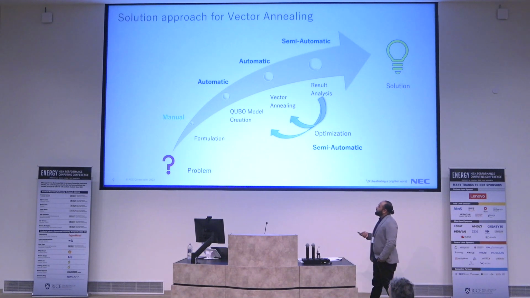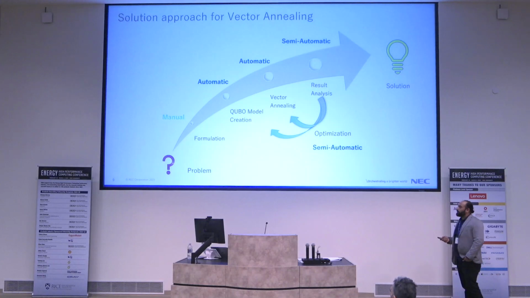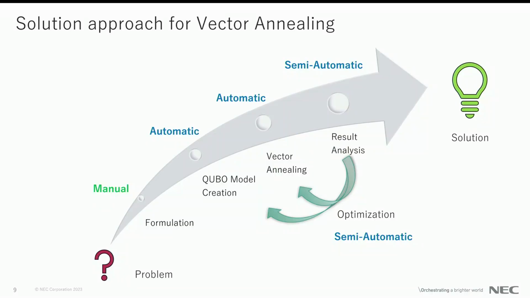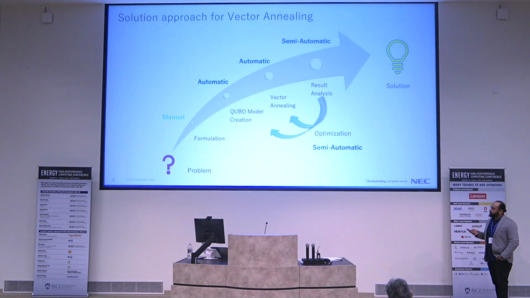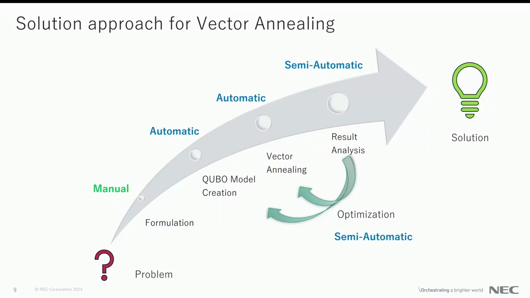So the approach from a problem to a solution using this vector annealing approach is more or less automatic. The only intervention you have to do is to formulate the problem manually, and I'm going to touch upon these aspects. And after that, converting the problem in terms of a QUBO model, calling the vector annealing, and obtaining results is an automatic process. So this entire thing is very simple. The learning curve is very easy.